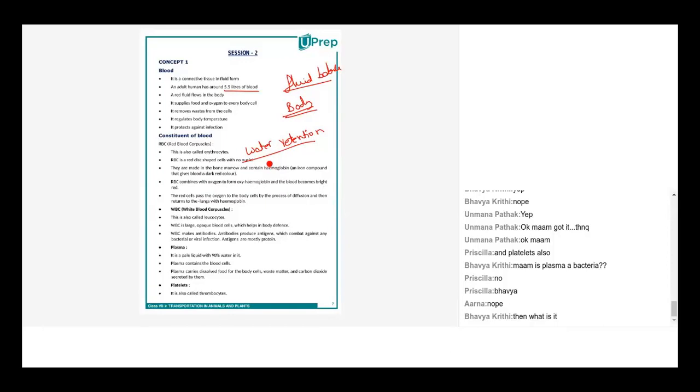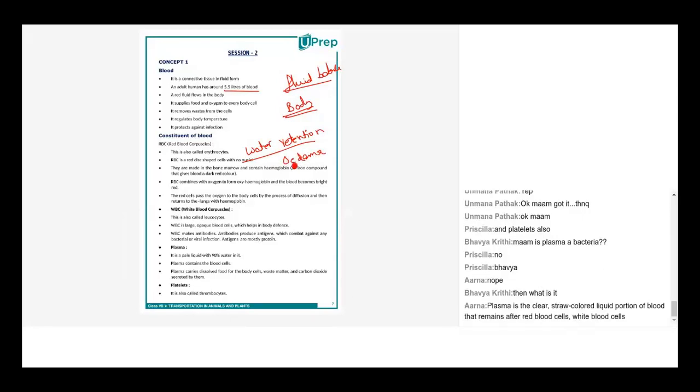Matlab, the cells and the organs will retain water, and the face will become swollen, the feet will be swollen. It is known as edema. All the organs will swell up because of excess water. So excess of nothing should be done.